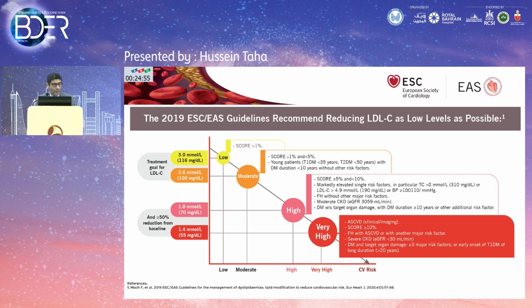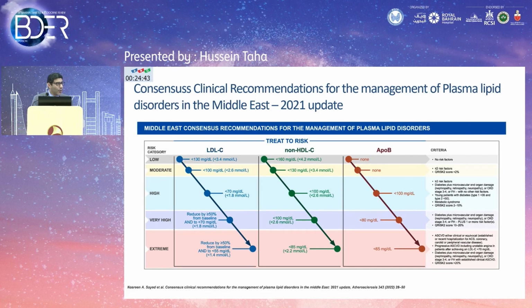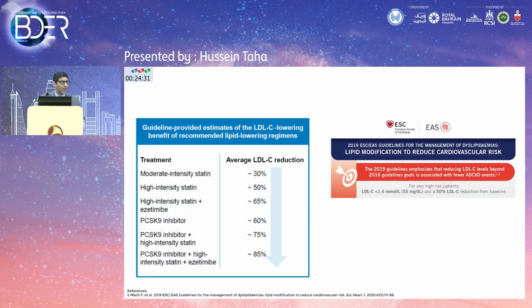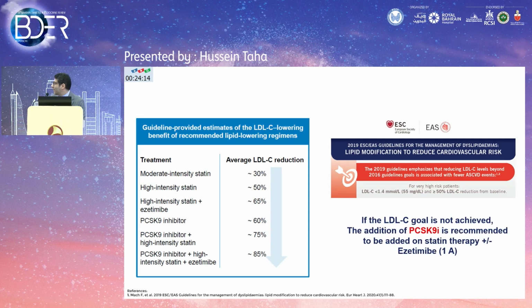For very high risk, you need an LDL less than 1.4 millimole, which is 55 milligram, and non-HDL below 80 milligram per deciliter. We are not far away, even in our Middle East consensus. They added LDL and non-HDL targets according to the Nasreen assay data. So how do you tackle LDL reduction? You know the statins: moderate intensity statin will lower your LDL by 30%, high intensity more than 50%, and adding ezetimibe adds about 65%. If you don't attain target, you have to add a PCSK9 inhibitor.